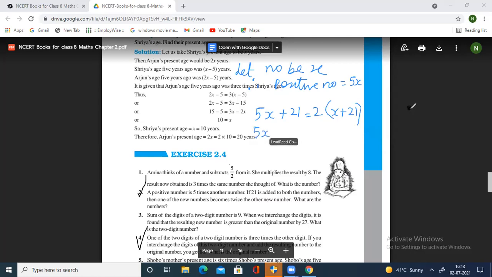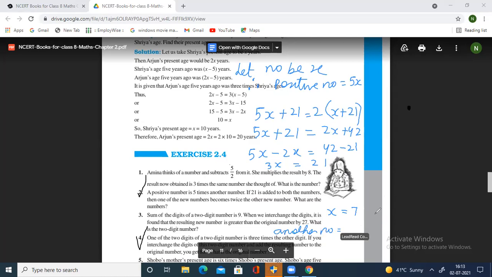If I solve it further, 5x plus 21 is equal to 2 times x plus 21, that is 2x plus 42. When you solve it further, 5x minus 2x is equal to 42 minus 21. So 3x comes out to be 21, so one number is 7, 21 upon 3, and another number is 5x, means 5 into 7, that comes out to be 35.